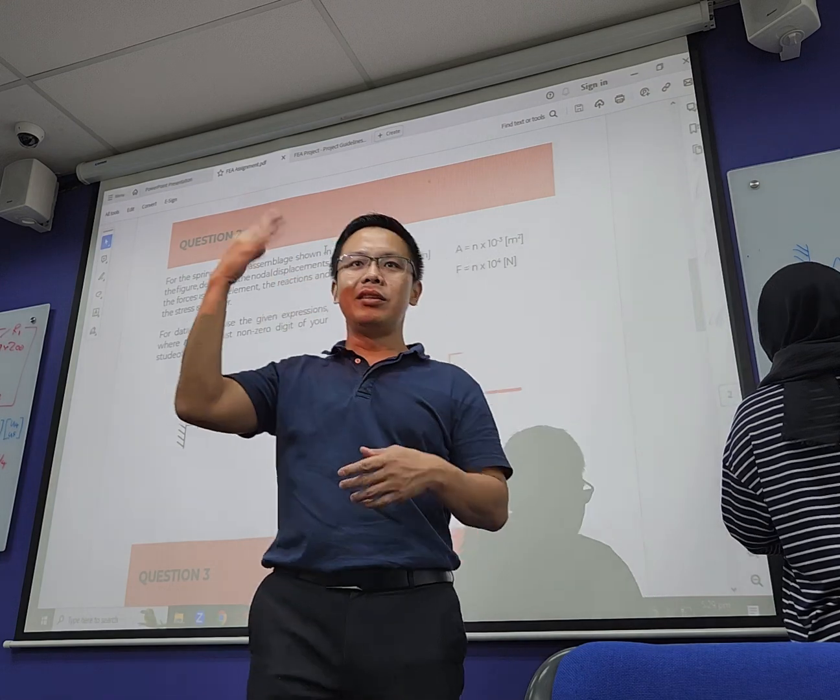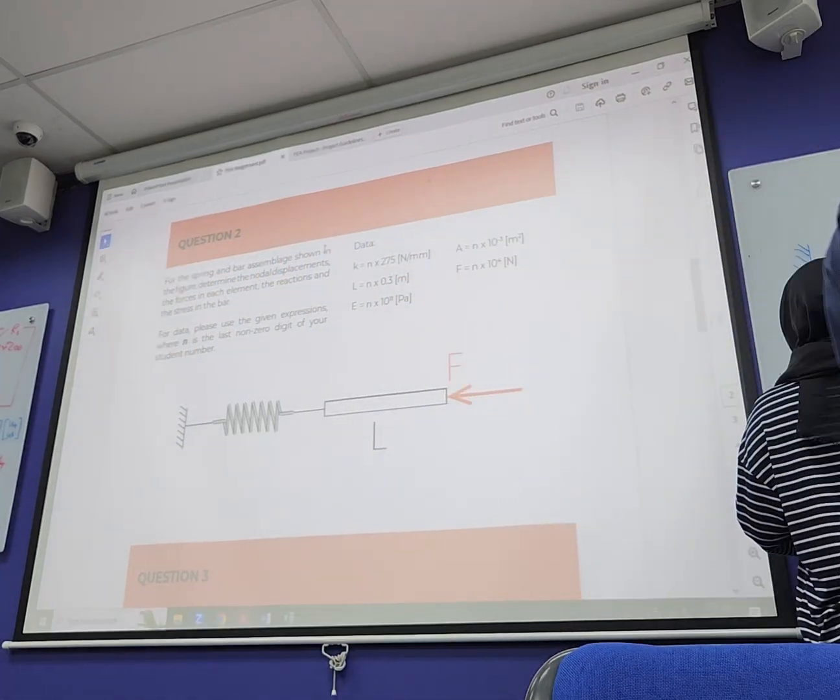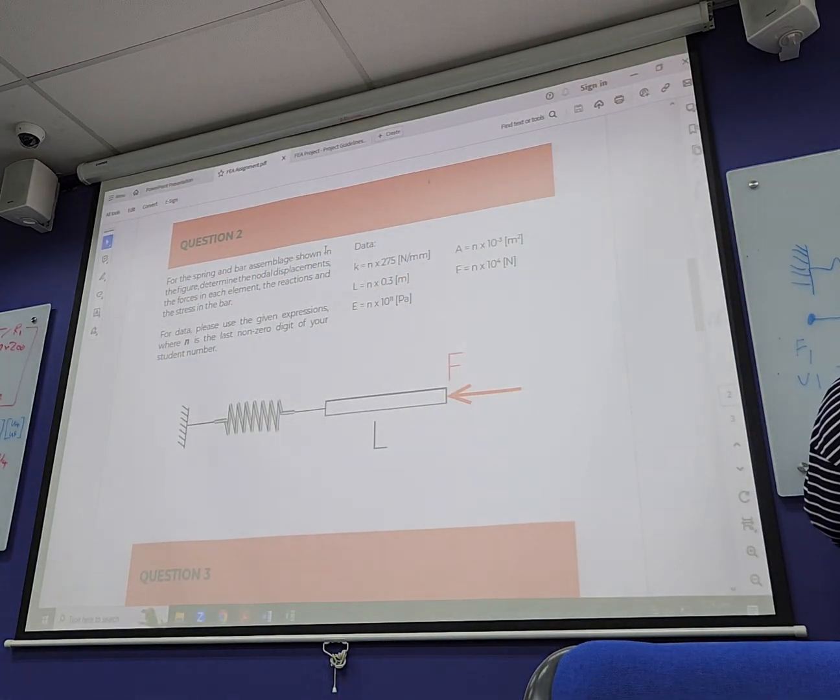But that's why when it comes to your exam, you need to tune it a little bit. The exam will only be translation. It will not give you rotation and all this because we didn't cover it. So you just know that it's always a translational type of spring. We're only doing translational type of spring here. Okay?